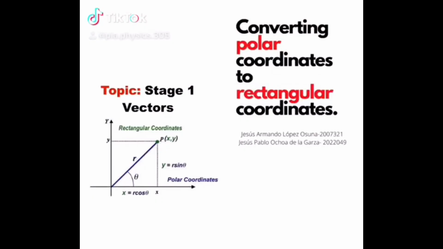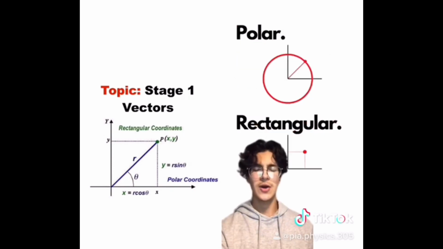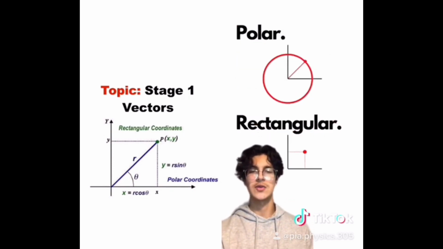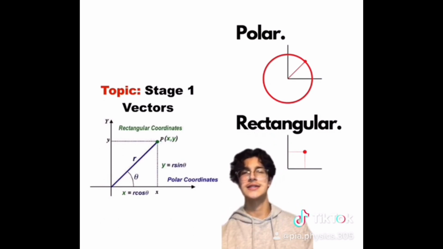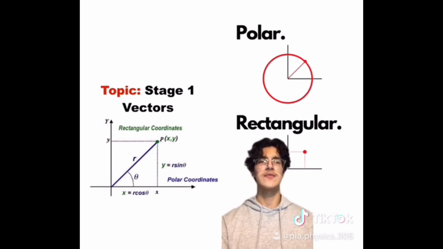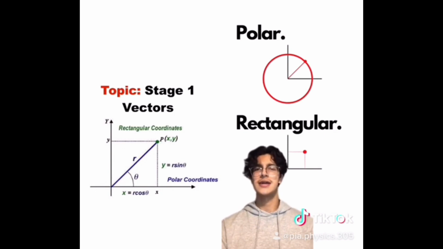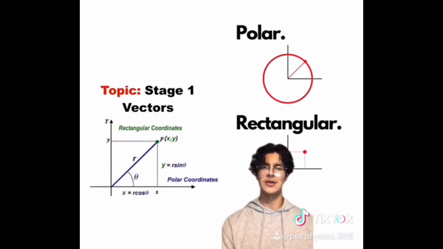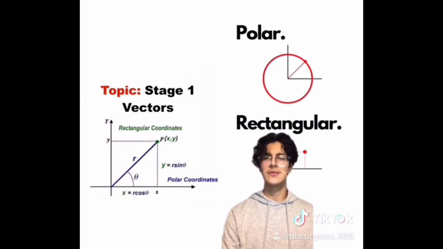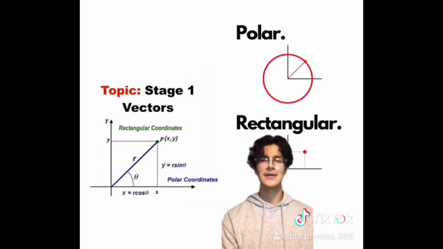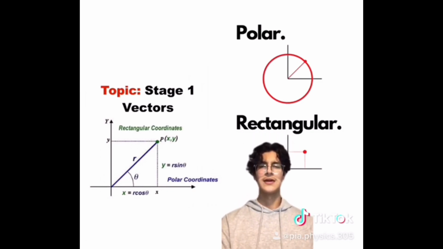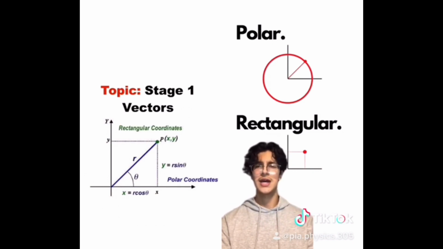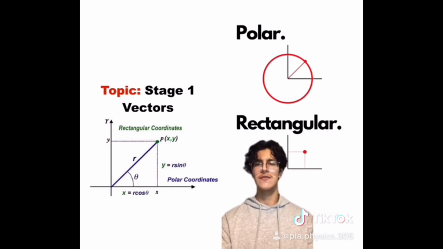Hi, today we're going to see how to convert a polar coordinate to a rectangular coordinate. But first of all, what's a polar coordinate and what's a rectangular coordinate? A polar coordinate is a pair of coordinates locating the position of a point in a plane. The first is the length of the straight line, represented with the letter r, connecting the point to the origin, and the second is the angle made by this line with a fixed line. A rectangular coordinate is a pair of coordinates measured along axes at right angles to one another. This means that it uses values of x and y to show the location of a point.